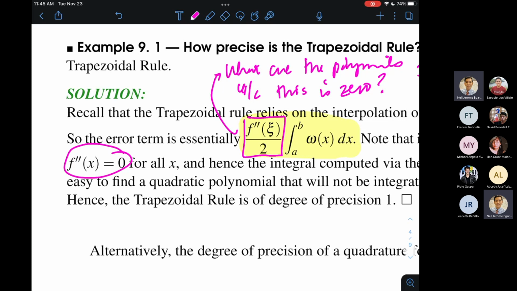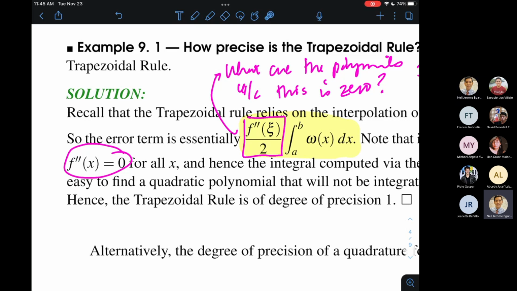So hindi na tayo sure kung nagzi-zero yung error sa mga quadratic polynomials. But we are sure that the error will be 0 for all constant and for all linear polynomials. So we say that the trapezoidal rule is of degree of precision 1. Okay? So clear ba yun? Can I see some thumbs up kung clear naman yung definition? Sorry kung medyo ginulo ko kayo dun sa unang pasada ng definition. I'm still debating how to present it more clearly, but I hope the definition made sense.